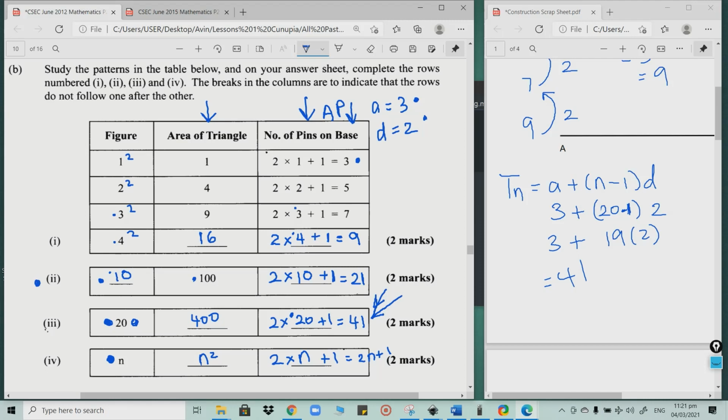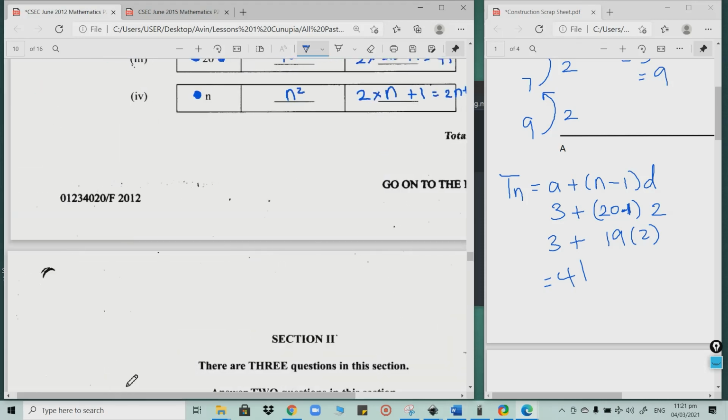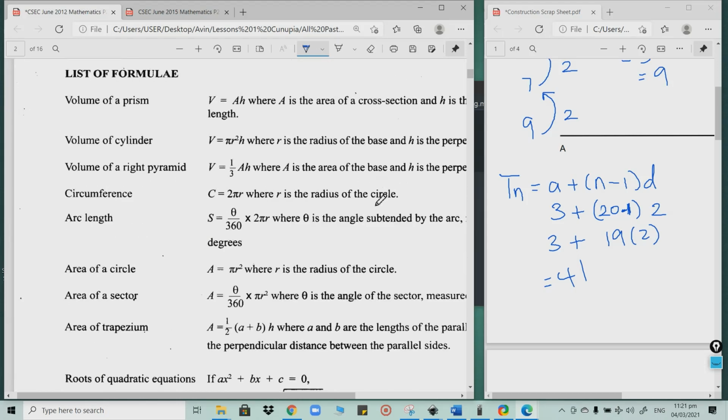So guys, I really hope that you understood this question. Which year was this, by the way? This looks like June or January. I can never tell unless I scroll up to the top.